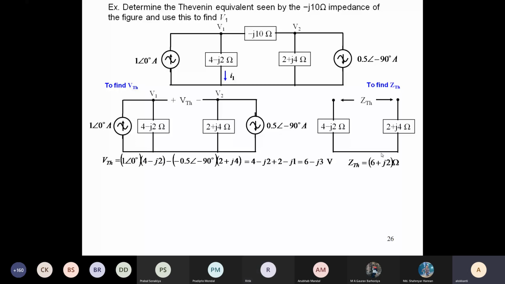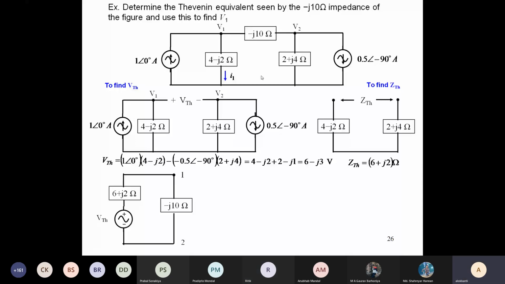So for a circuit, to find the Thevenin equivalent, we have seen that first the impedance has to be removed, and then across those two branches you find the Thevenin equivalent, which is the voltage as well as the impedance. Once you get these Thevenin equivalents, you can find the current through the load impedance in this case. So again you can reconstruct the circuit like this.